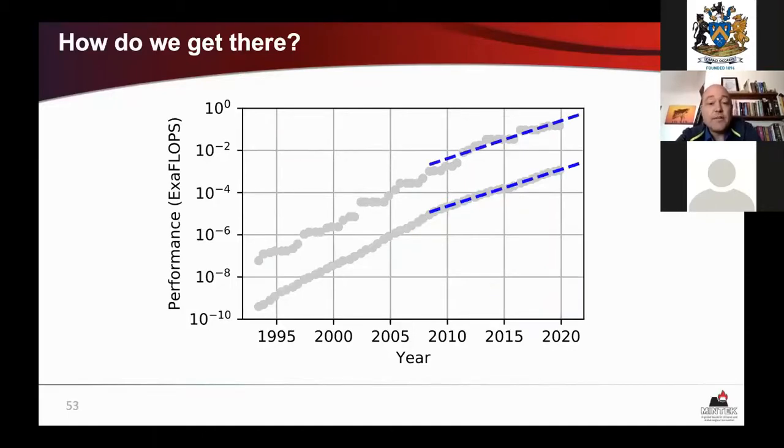So what's interesting about this is that we can use this data to start doing a little bit of forecasting. If we go ahead and fit an exponential curve using the last decade or so of top 500 data, we get those lines there which show the fastest and slowest machines on the list. By the way, there's some quite good technical reasons why we only use the last decade, but I won't go into that now.